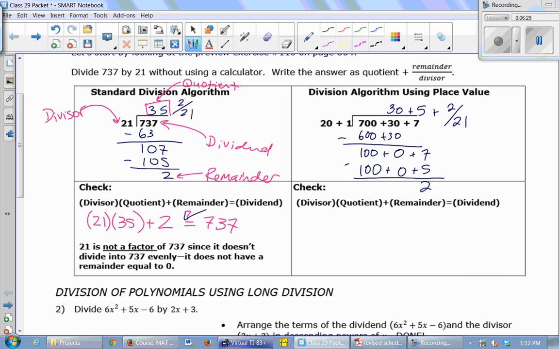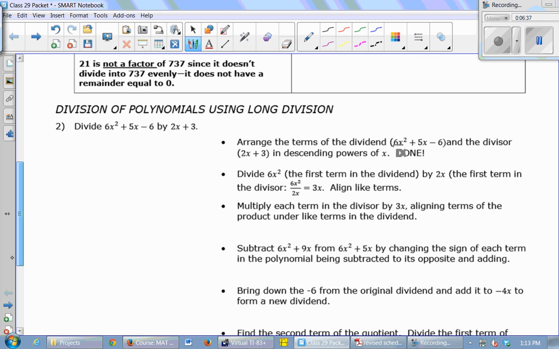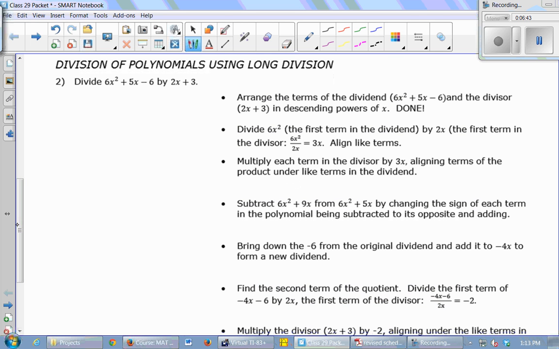Same check over here. These numbers are all the same, so I won't do it again. All right, so we've had a nice thorough review of long division. Now we're going to talk about how to use long division to divide polynomials.